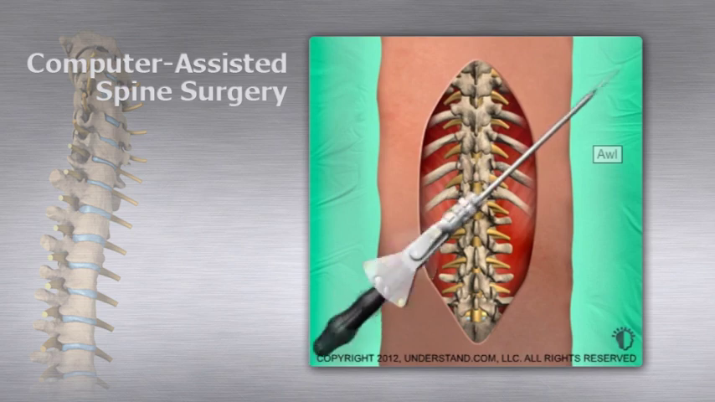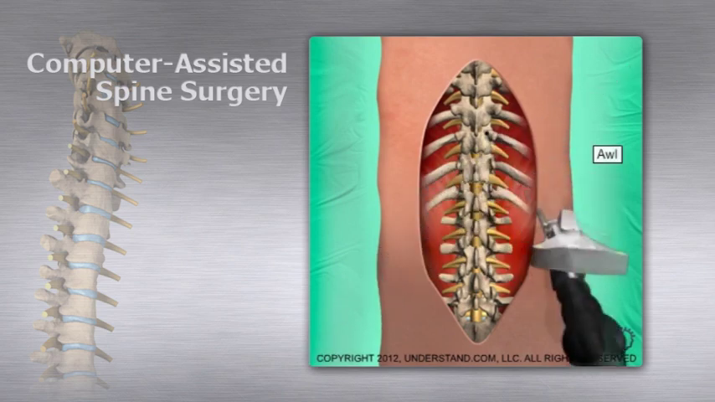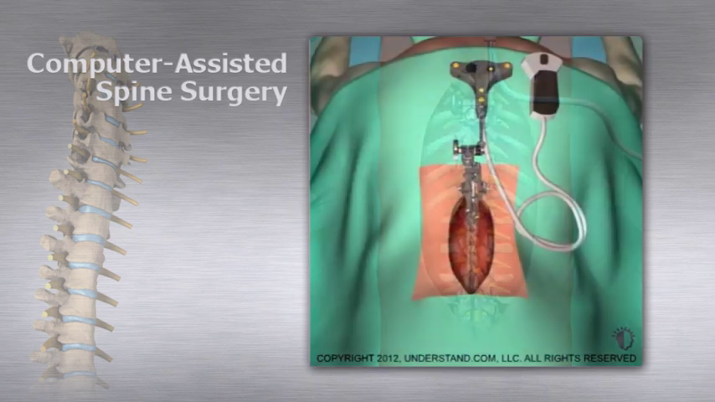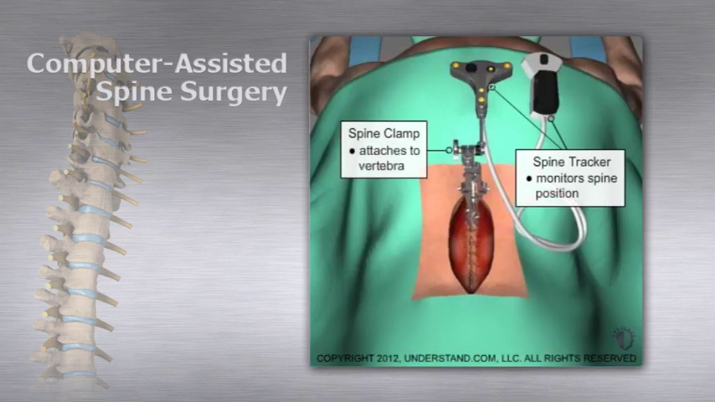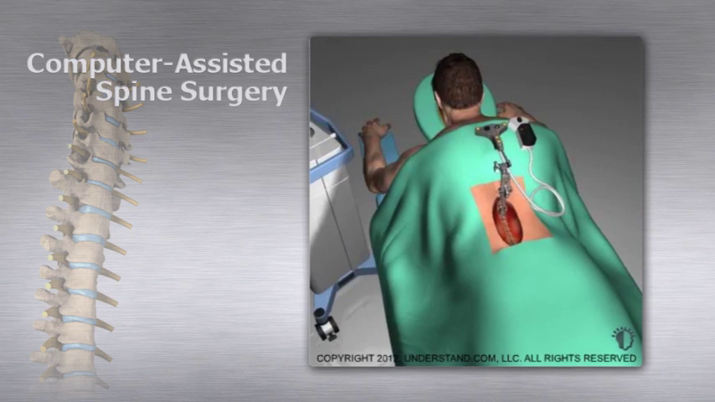an awl used for creating or enlarging holes in bone, and a patient spine tracker that attaches to a vertebra to ensure the 3D imagery remains accurate, even if the patient is repositioned. Maintaining an update of the spinal detail with the spine tracker can eliminate or reduce the amount of imaging required during the operation.